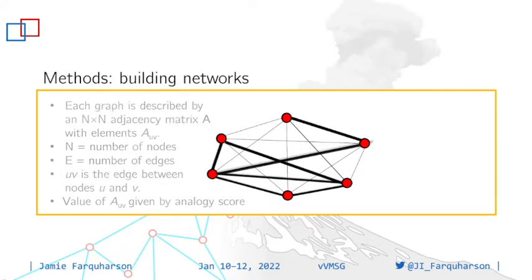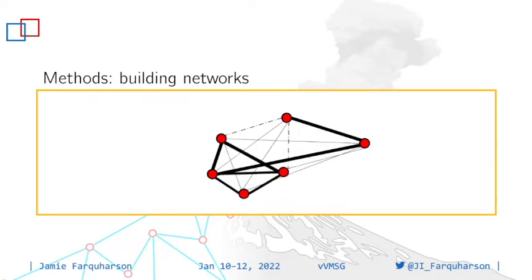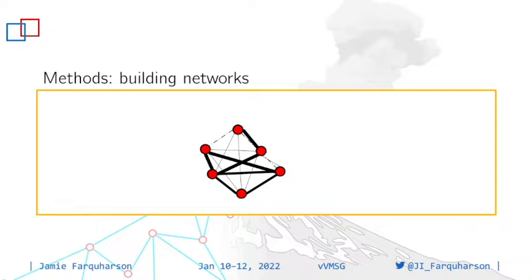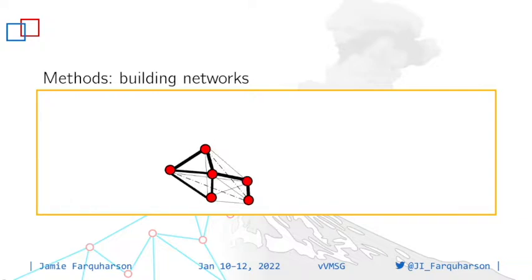Some of these edges have a high score, shown here in thick lines. Some have a low or a 0 score, shown in dashed lines. And generally, we try to optimize the structure of the graph such that high scoring edges are close together and low scoring edges are far apart. So we're minimizing the distance between very similar nodes and maximizing the distance between dissimilar nodes.